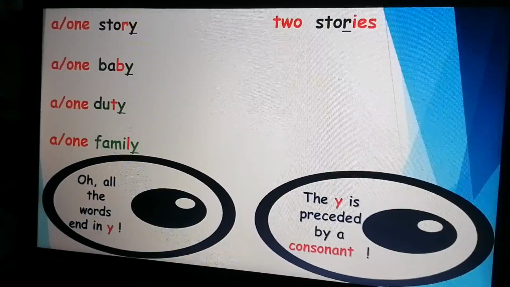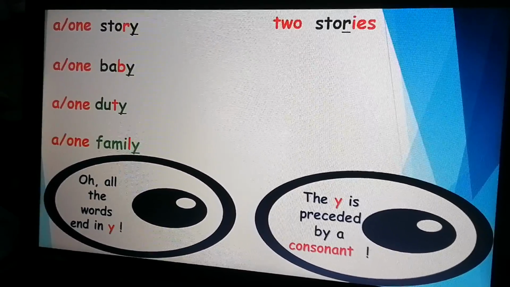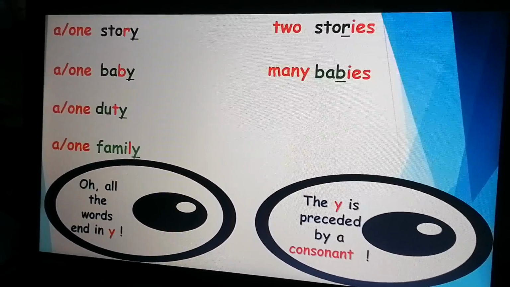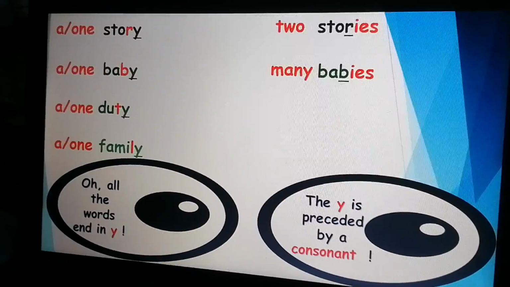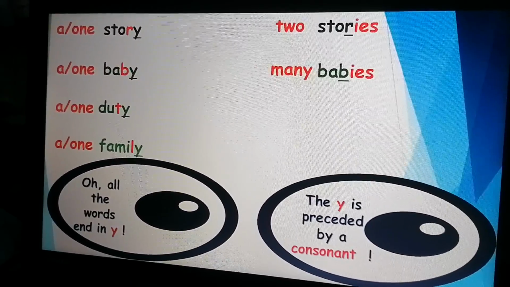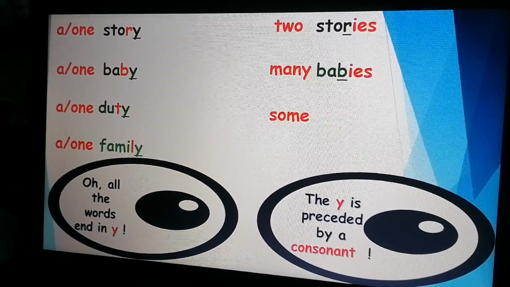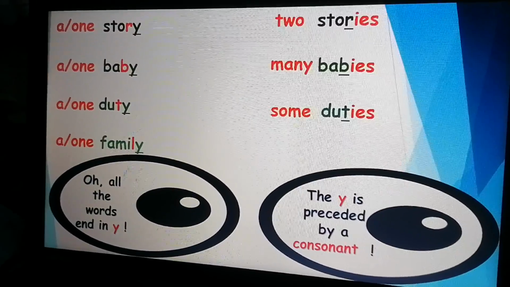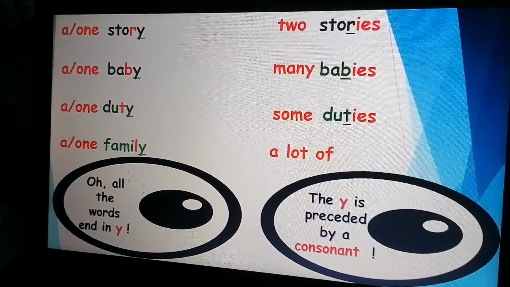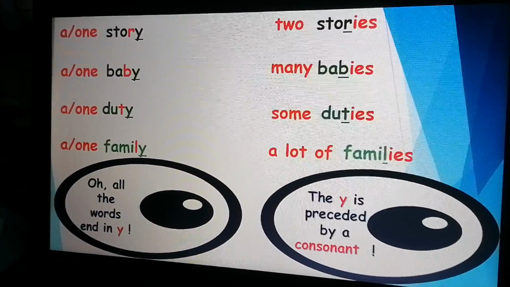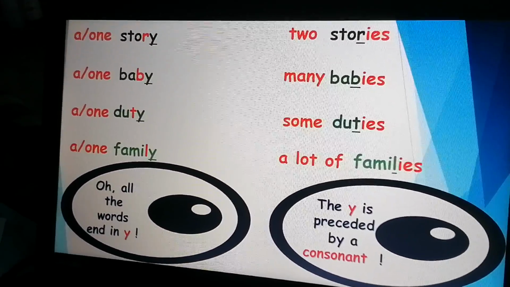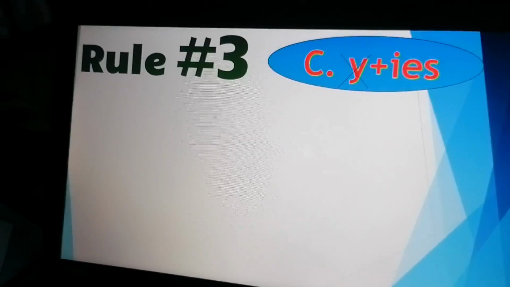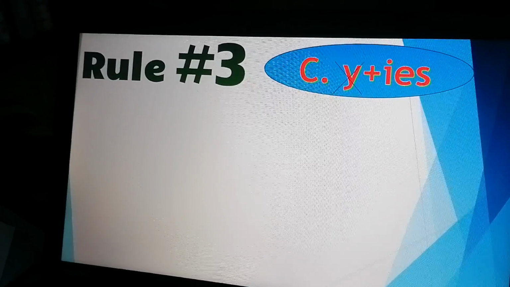2 stories. Many babies. Okay, so what happened to the Y? Some duties and a lot of families. Okay, what can we notice now? Let's figure it out. Rule number 3.